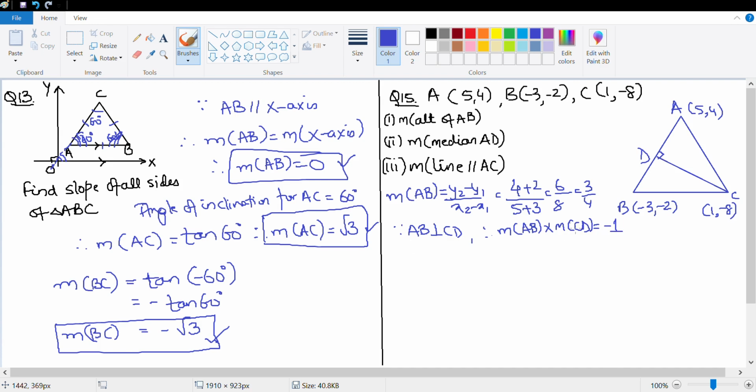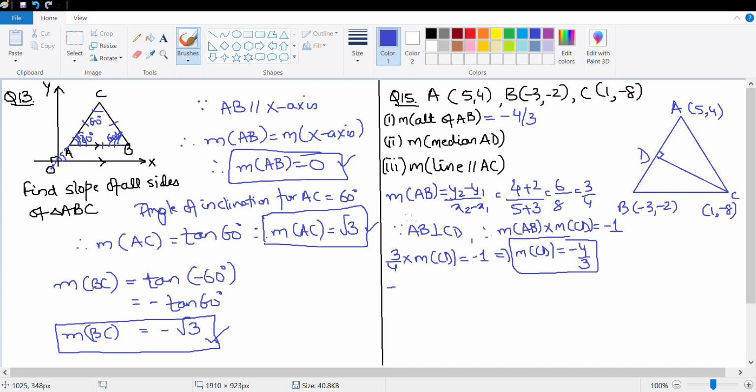Since AB is perpendicular to CD, therefore the slope of AB into the slope of CD will be equal to negative 1. So now I know the slope of AB. So the slope of AB is 3 by 4 into the slope of CD is equal to negative 1, which means the slope of CD is equal to negative 4 upon 3. So that's my first part. The slope of the altitude of AB is negative 4 upon 3.